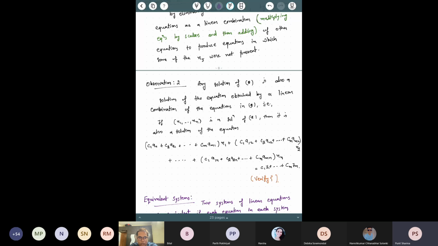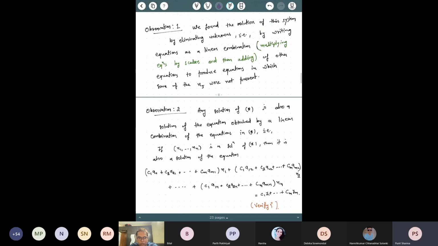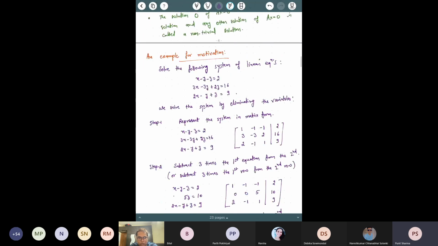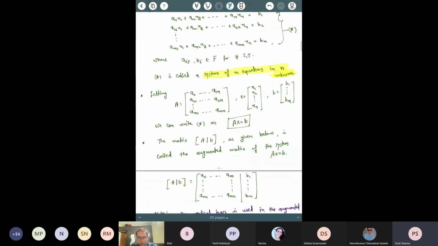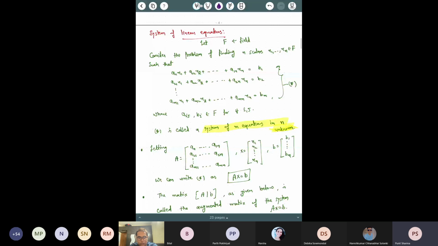So how would you get this? You multiply the first one, so I get it in this way. This is our system of equations star. I'll multiply the first one with, let's say, coefficient c1, then the second equation with c2, and so on up to cm. A linear combination means that you multiply these equations by some scalars, c1, c2, up to cm. They can be 0 also at this point.